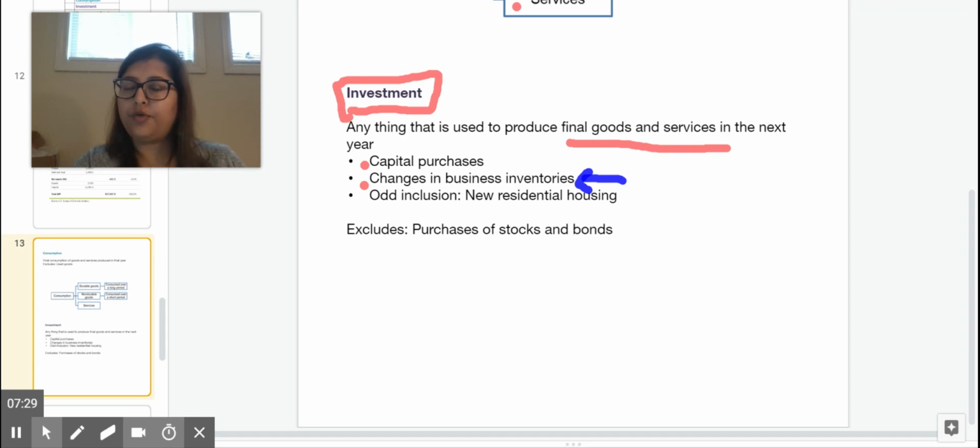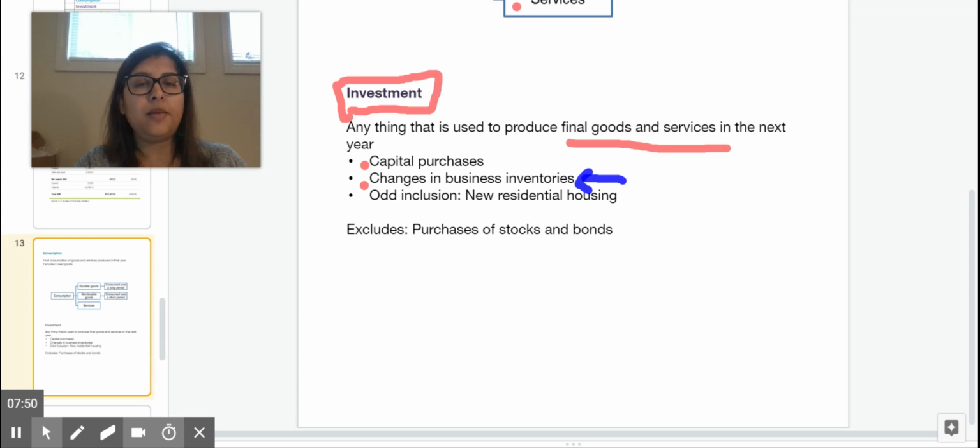Anything unsold for a business is part of its inventories. And how do we account for it? These pants were produced, 10,000 pants were produced, 2,000 were sold. So what do we do with the remaining 8,000? What we do with the remaining 8,000 is we put them in this category called business inventories under investment.